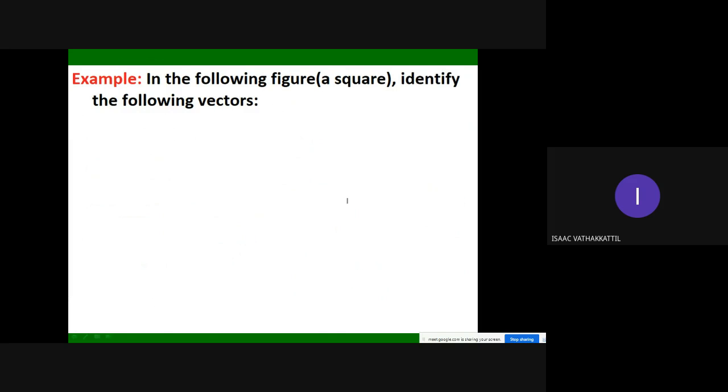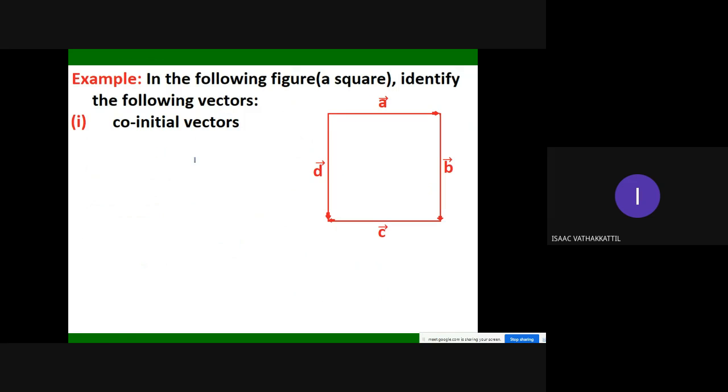In the following figure, I am giving a square. Identify the co-initial vectors. Can you tell me the co-initial vectors? I have four vectors here: A, B, C, and D. Vector A, this is vector A, the direction is here. Vector B, the direction is here. Vector C, the direction is here. Vector D, the direction is here. It is obvious from here, the direction is given. Co-initial vectors you can easily observe are A and D.